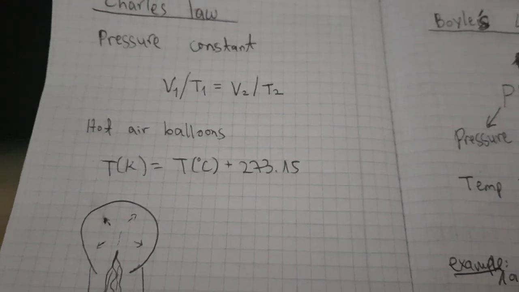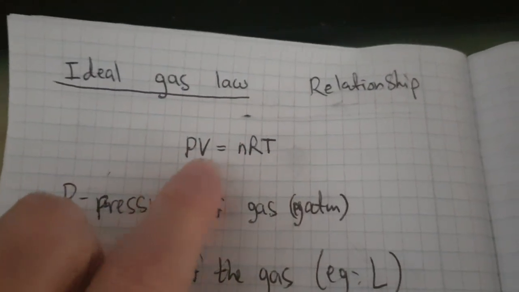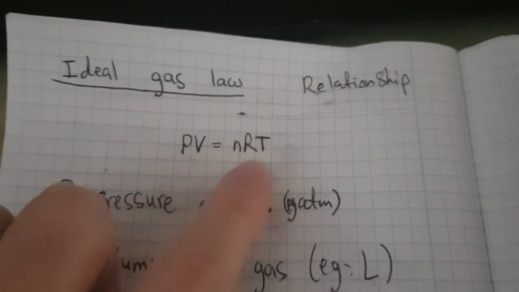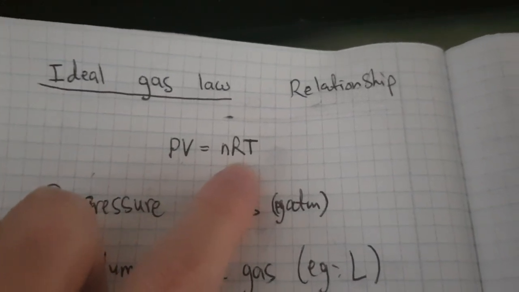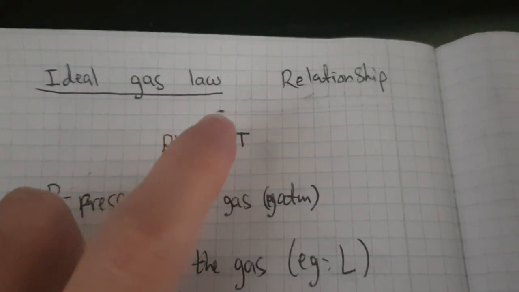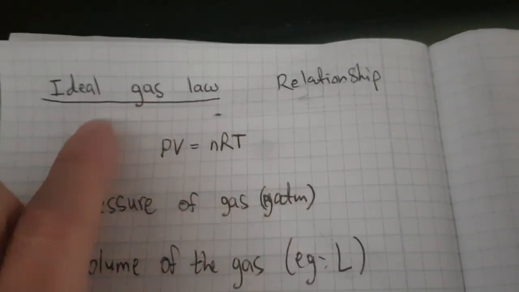So, for example, in order to understand the relation to the ideal gas law, this is the ideal gas law. Pressure times volume equals n, which is the number of molecules of the gas in moles, R, which is the ideal gas law constant, and T is the temperature. So PV equals nRT is the ideal gas law.